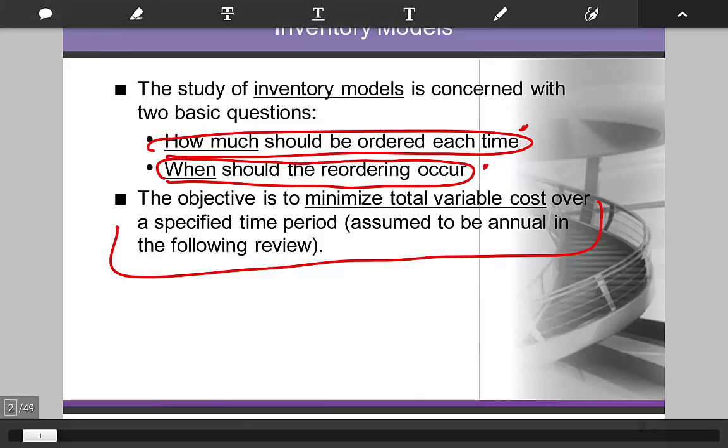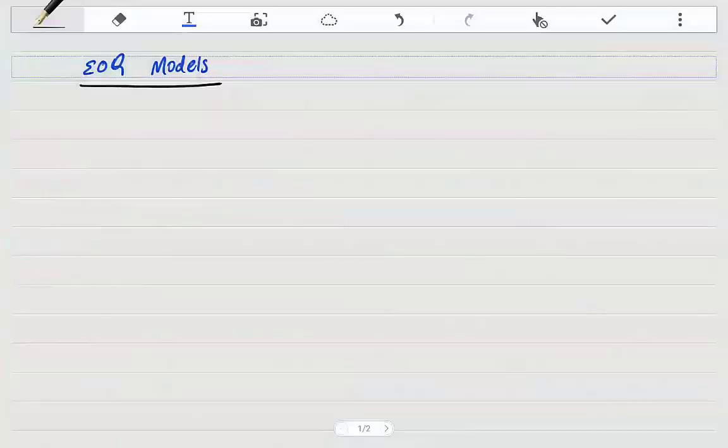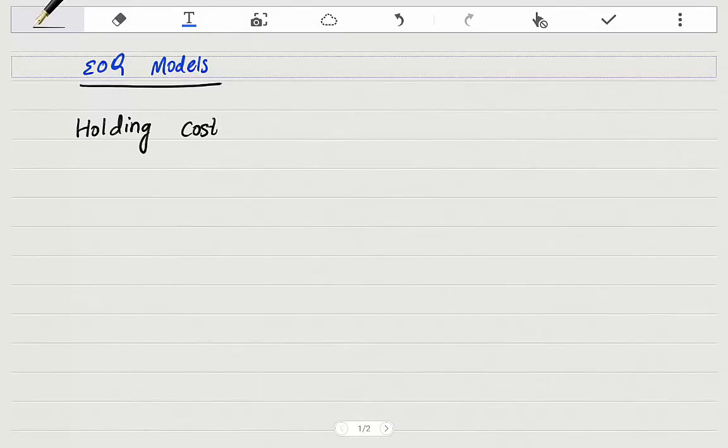Now, what are these total costs? Let's work with the first model, and I'll develop it very, very slowly, and I hope you'll understand and appreciate this model. The first model is what we call the EOQ model. In the EOQ model, two new words you learn. The first one is holding cost, sometimes called inventory cost, but either way, holding cost. The second is ordering cost.